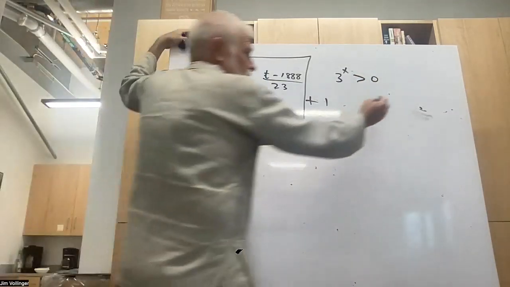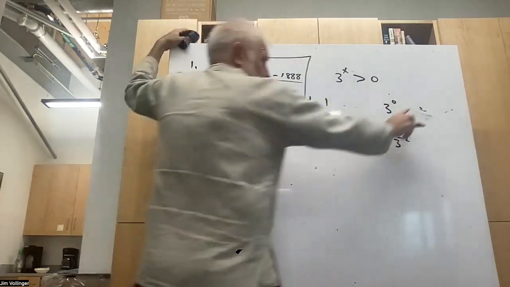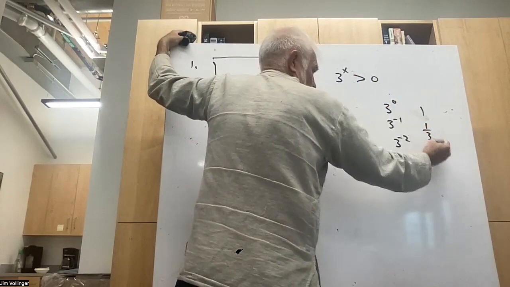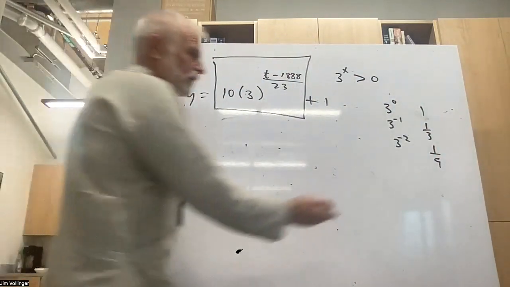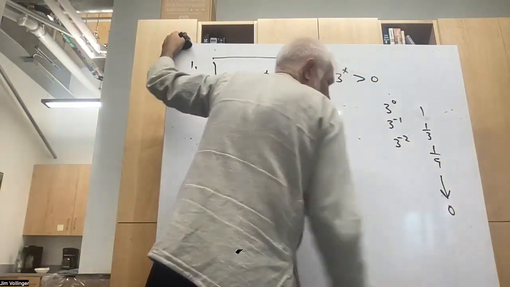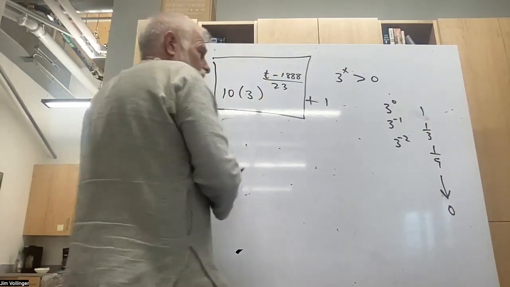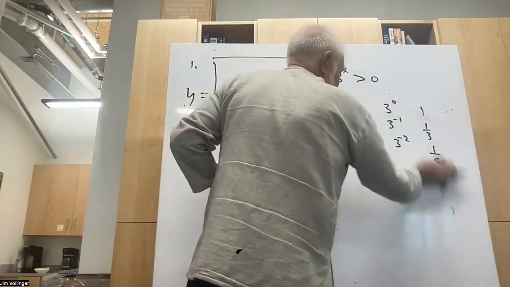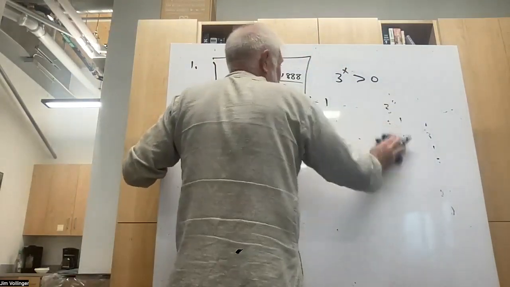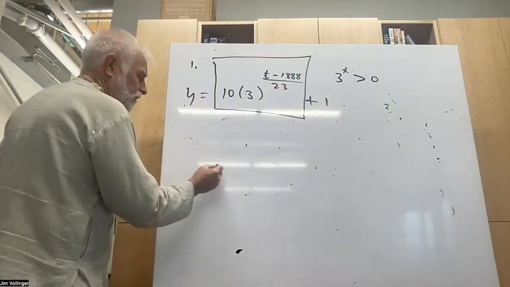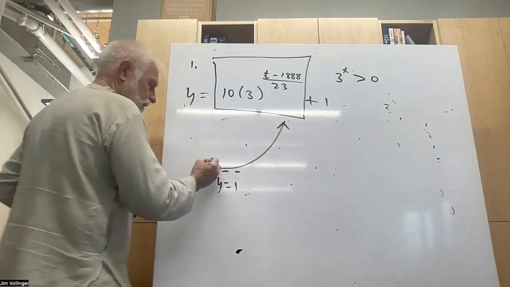I mean, just check some: 3 to the 0, 3 to the -1, 3 to the -2. 3 to the 0 is 1. That's 1/3. That's 1/9. Right? And that trend continues forever, heading towards 0. So this thing can become very close to 0, but adding 1 means that the outputs of your calculation are always bigger than 1. So we're going to put y equals 1 over here, and we're going to see it get bigger.